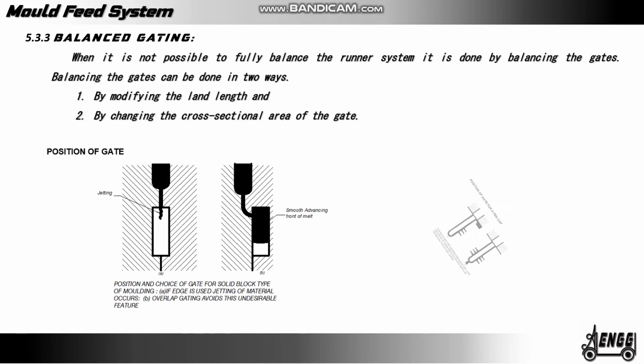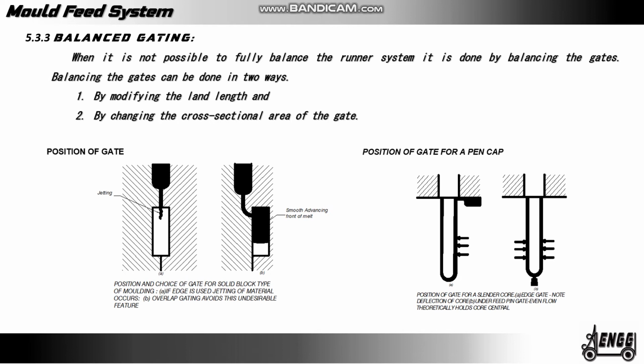Position of gate. Jetting will be happening with the first one. The second image shows the smooth advancing of material. Position of gate for a pen cap. It is better to always keep it at the center portion instead of on the side to avoid core deflection.